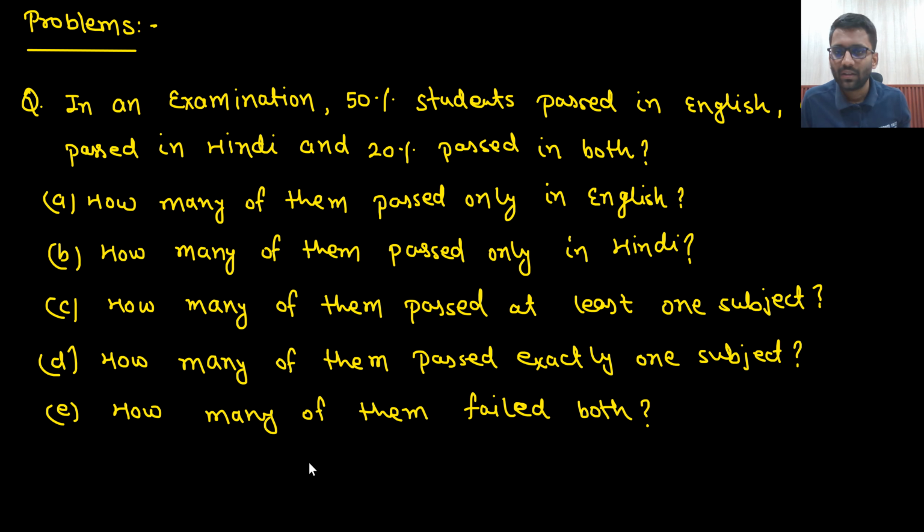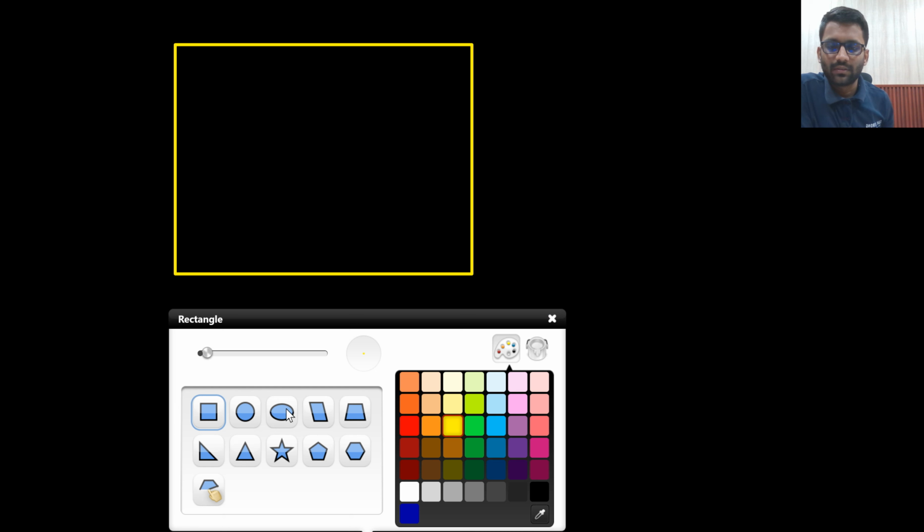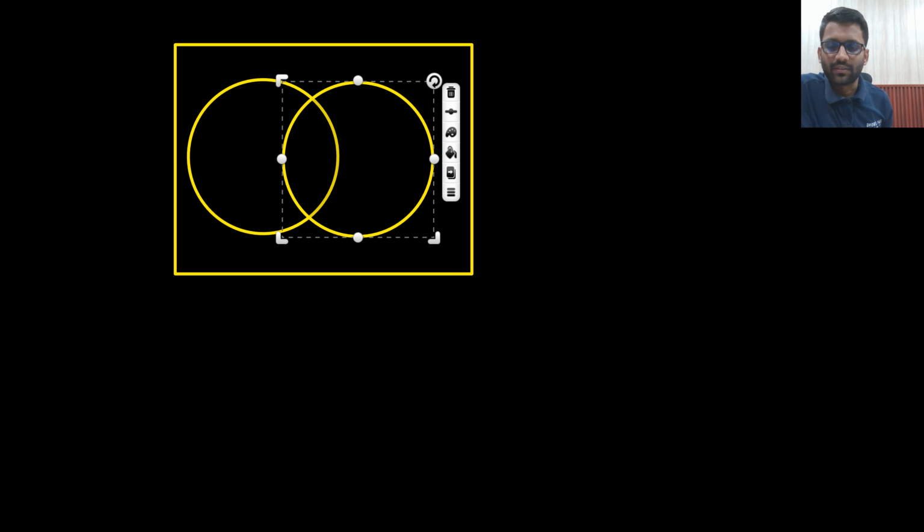So this is the problem given. Hindi, English. In an examination, 50% of students passed in English, 60% passed in Hindi, and 20% passed in both. I have to pause the video to see the numbers. Yes, this number was 60. So let's draw the Venn diagram first. If we see these kinds of questions, our first target would be to draw the Venn diagram. Hindi and English.